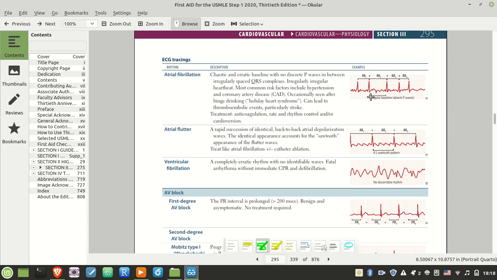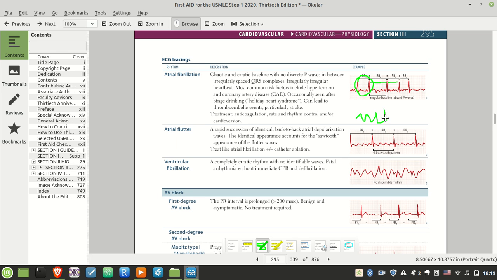The second giveaway, it's irregularly irregular, meaning that your R to R interval constantly keeps changing. Sometimes it's really hard to see if you've got a really rapid rate, like if your rate's like 120. Sometimes it can be hard to see, but you won't see P waves.